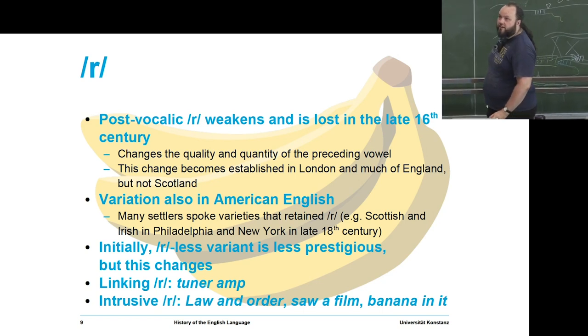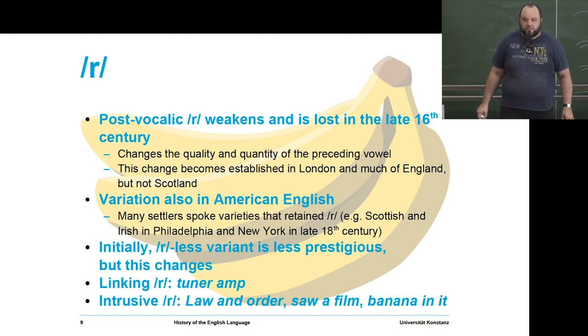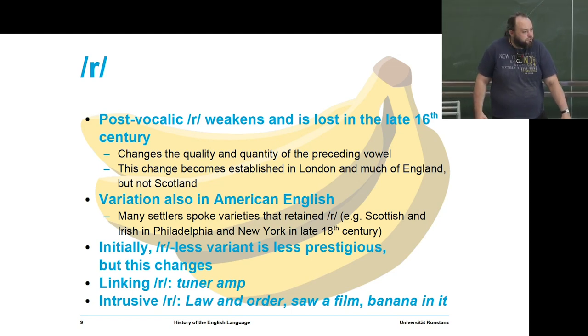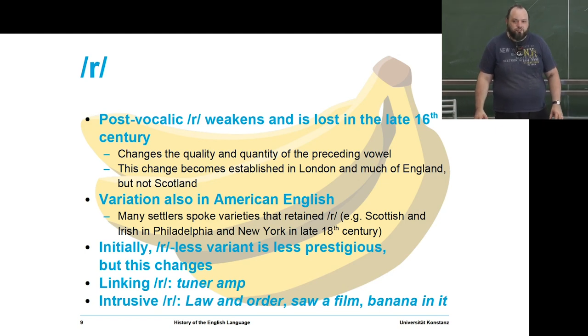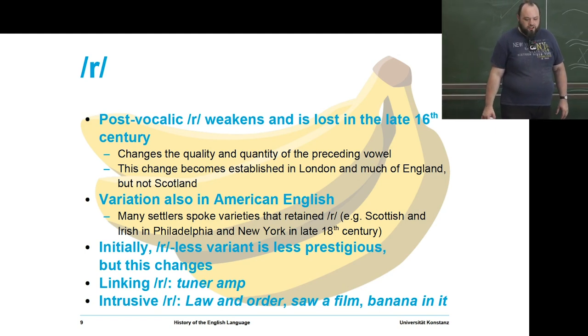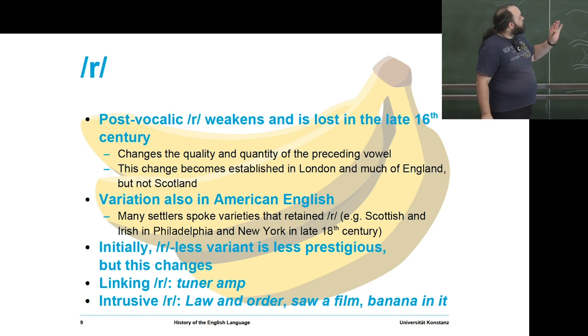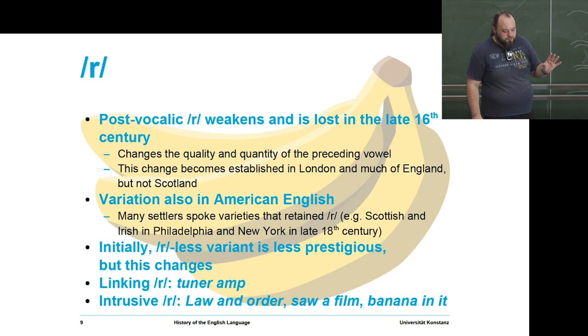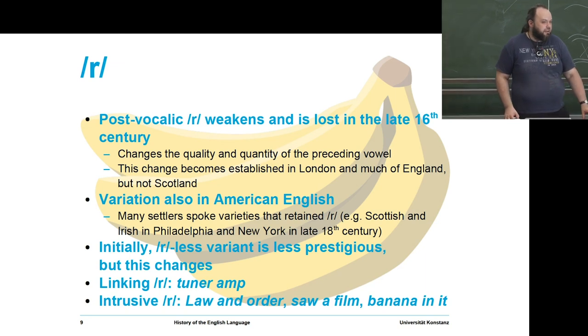And if you want to say something about a dessert with banana in it, it has "banana-r in it." And I'm slightly overdoing it here with these examples, but this is an honest to God feature of present day British English. You have this special intrusive R that crops up whenever you would otherwise have two vowels, right? So where you would have a hiatus between two vowels, saw a film, banana in it. And this is quite a special feature of the modern day language.